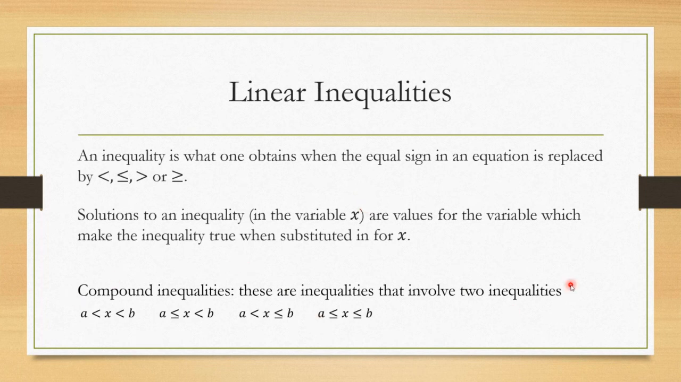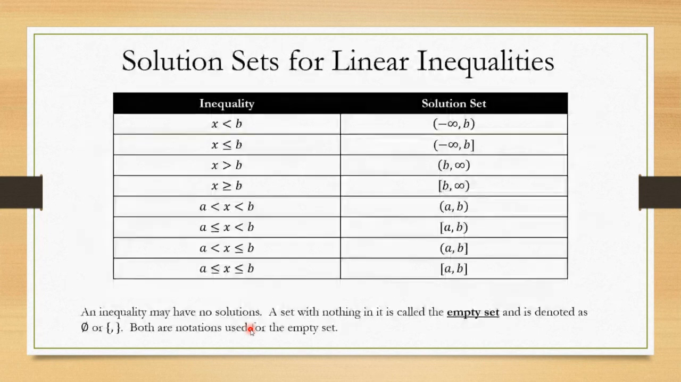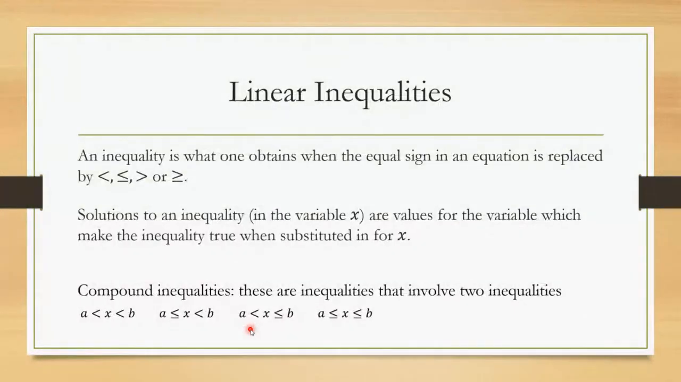We also have compound inequalities. That's when you have two inequalities, one on each side, so to say. These have solution sets which are half open intervals, half closed intervals, or open and closed intervals. You'll see what I mean on the next slide. These actually come up when you have two inequalities at the same time.